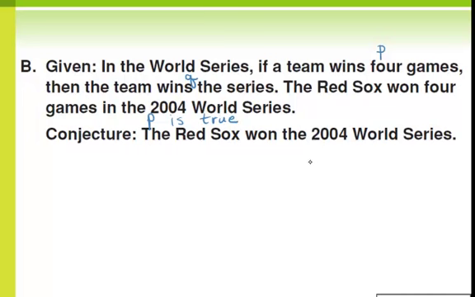So the conclusion or the conjecture is that the Red Sox won the 2004 World Series, and that would say that Q is true. And yes, this is a valid form of the law of detachment, one way of using deductive reasoning.